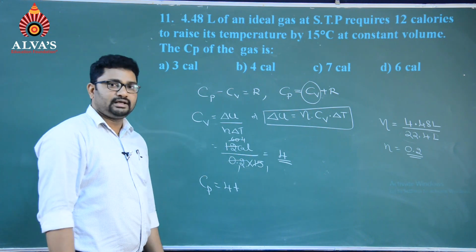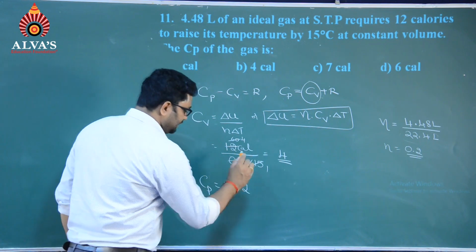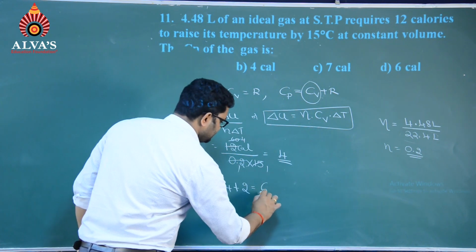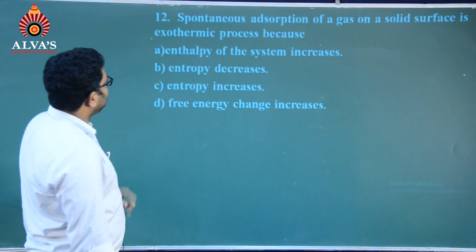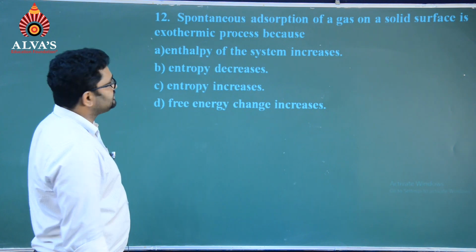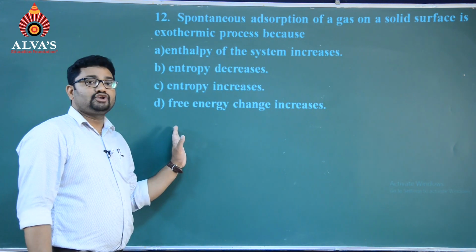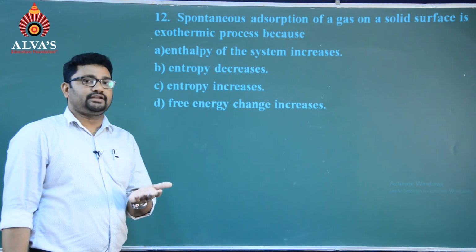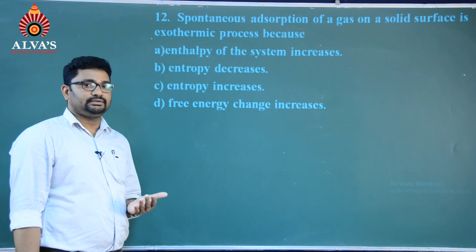If it is in joule per Kelvin per mole, it is 8.3, approximately taken as 2, answer is 6 calorie, option D. Question number 12, spontaneous adsorption of a gas on a solid surface is exothermic process because, students, adsorption of the gas at solid surface is a spontaneous process where the delta G value is negative.